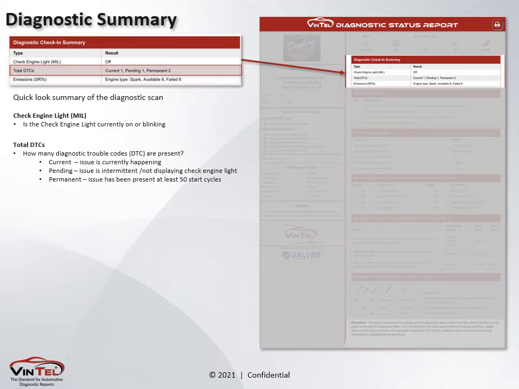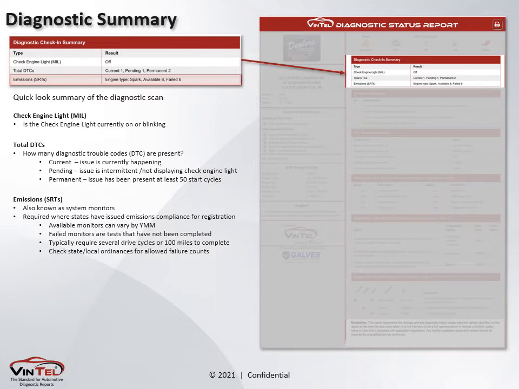This section highlights how many DTCs, or diagnostic trouble codes, are present on the scan. This is broken down in different statuses as current, pending, and permanent. We'll explain later in detail what each of those statuses mean when we get down to the technical details of the scan.